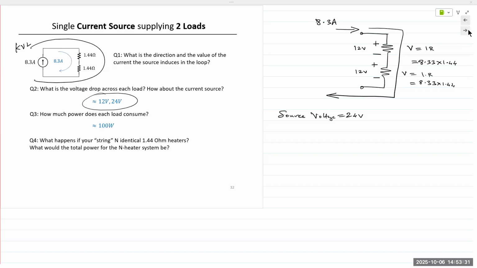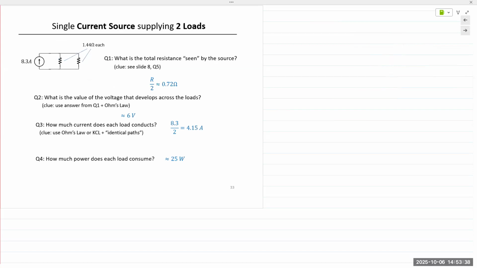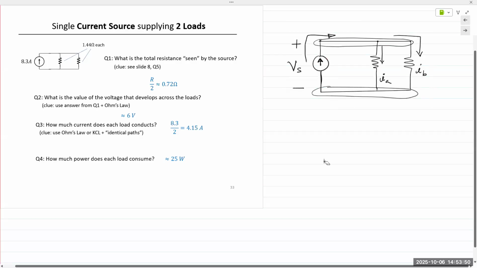Now what happens if instead of series, we connect it in parallel? Well, now if it's a parallel circuit, do this.